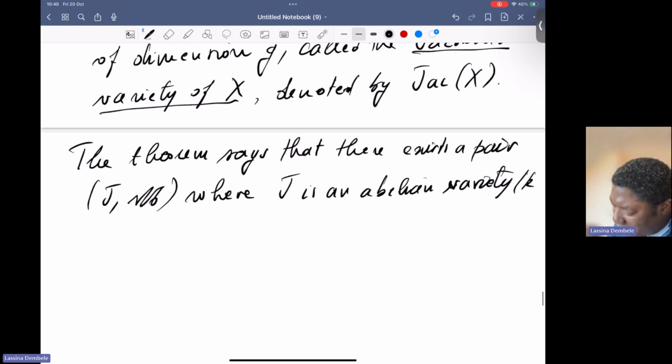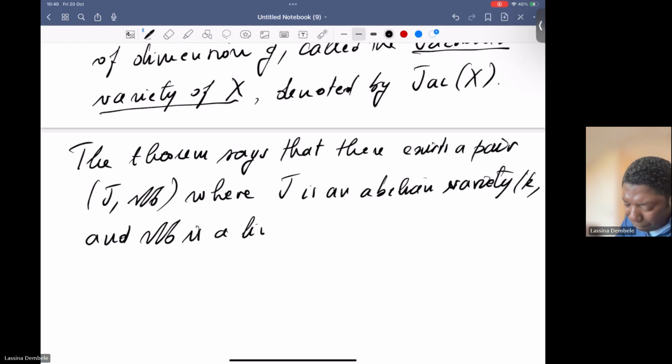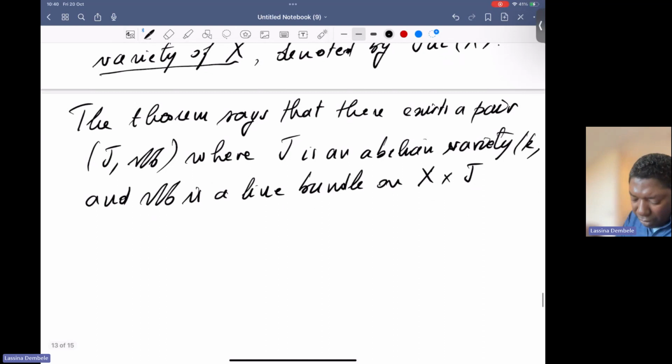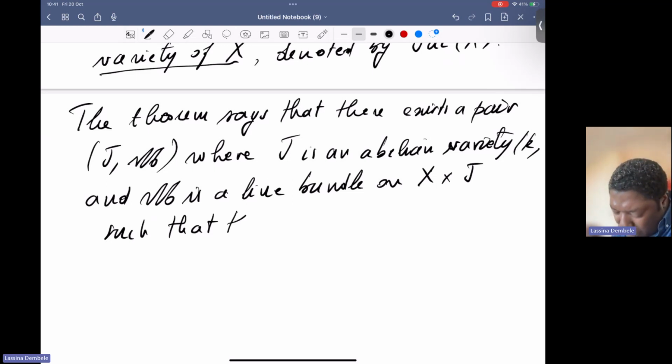It's an Abelian variety over K. And M is a line bundle on X cross J, such that we have the following two things, such that the following are true.